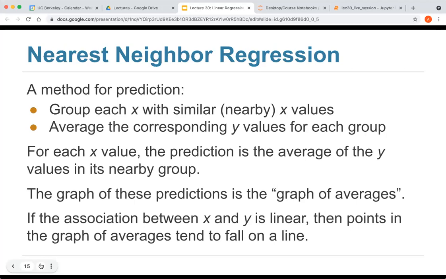However, if the graph of averages does look like a straight line, then it is very natural to ask, what is that line? Do I really have to go through calculating all the nearest neighbor averages to get that line, or can I just recognize what that line is? And so we'll spend the rest of the time trying to recognize that line.